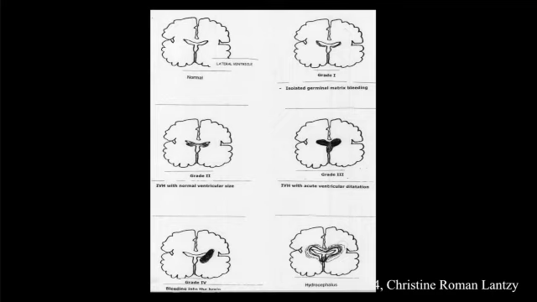A grade 1 intraventricular hemorrhage occurs when there's some bleeding in the germinal matrix, which is right outside the ventricle. A grade 2 has bleeding that goes into the ventricle, but the ventricle size remains the same. There's no swelling and no subsequent damage.